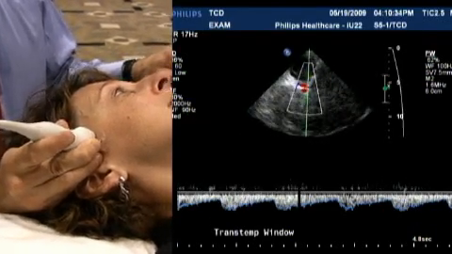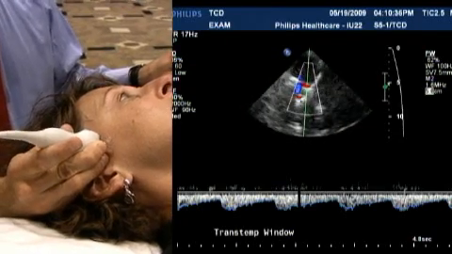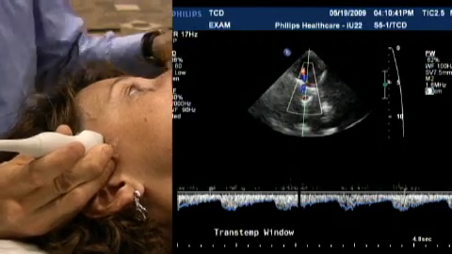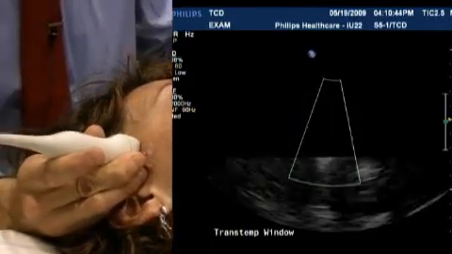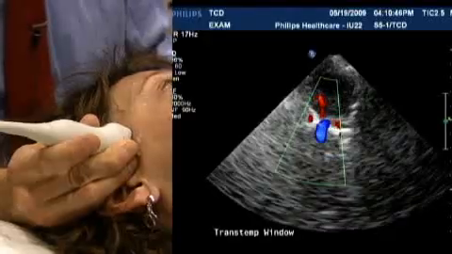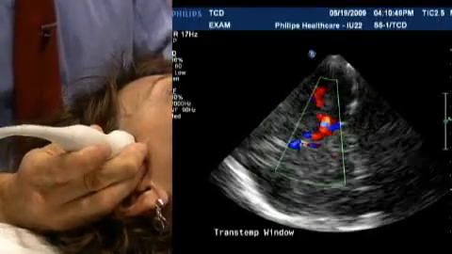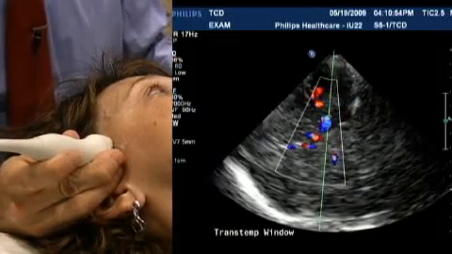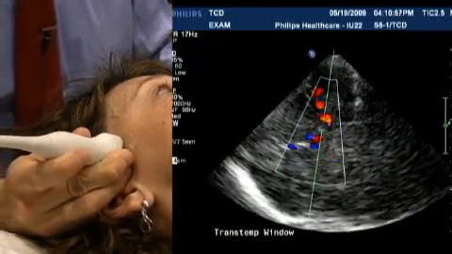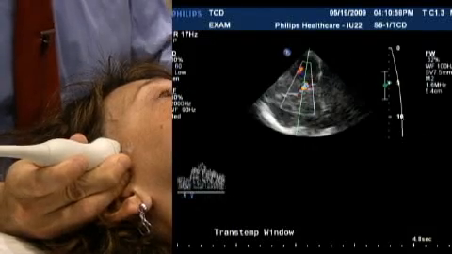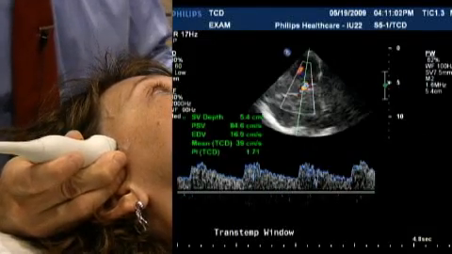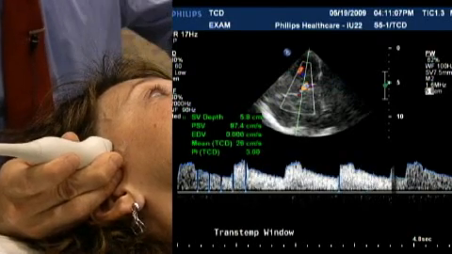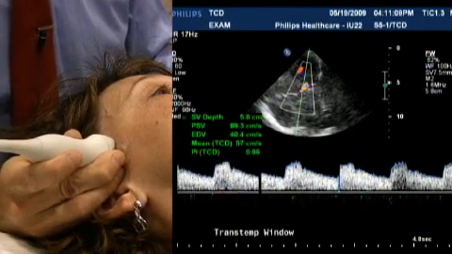As I angle superiorly, I'm going to come up into the middle cerebral artery, and we will look at the middle cerebral artery as well as the anterior cerebral artery. And just angling up in here to the MCA. Beginning at about 5.8 centimeters, we have the middle cerebral artery with flow coming towards us.